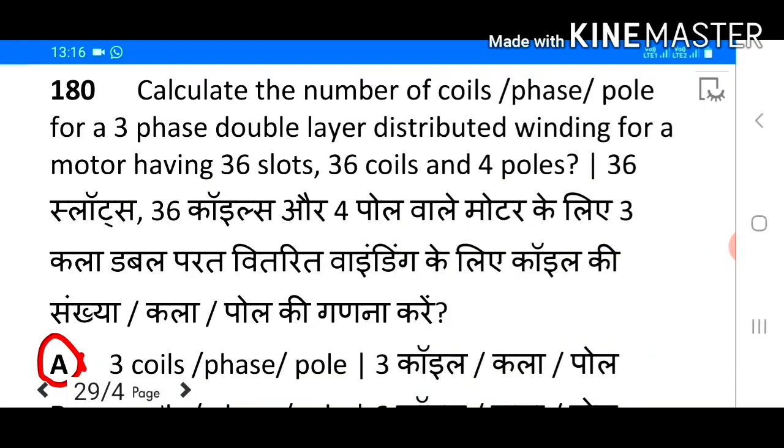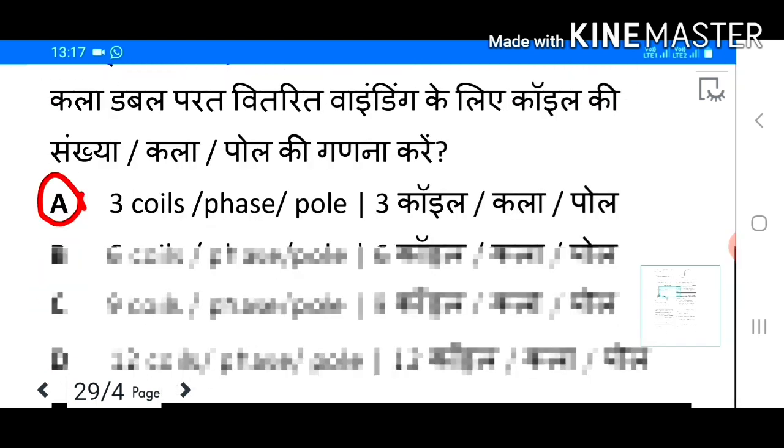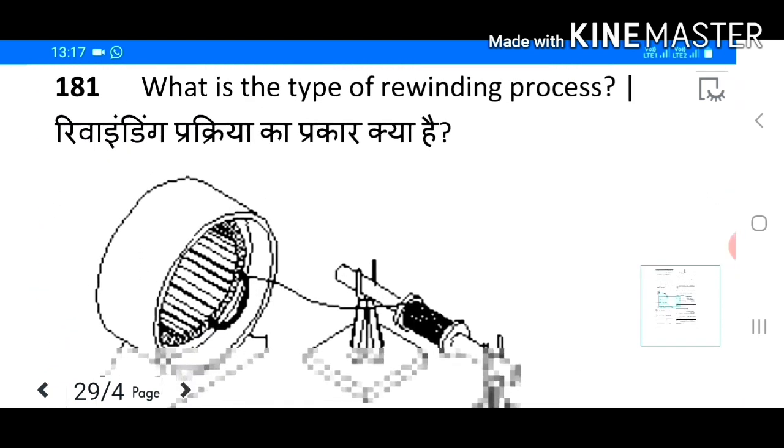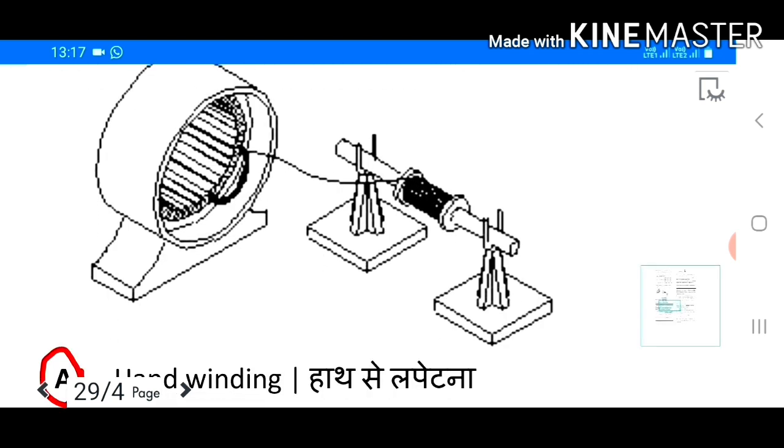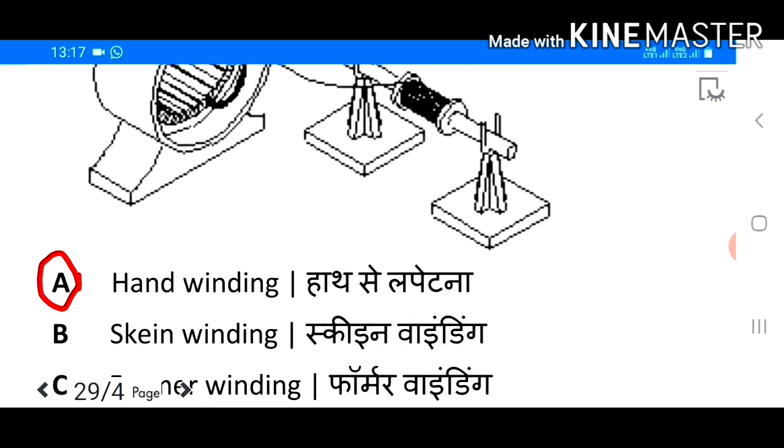180. Calculate the number of coils per phase per pole for a three-phase double layer distributed winding for a motor having 36 slots, 36 coils and 4 poles. Answer A. 3 coils per phase per pole. 181. What is the type of rewinding process? Answer A. Hand winding.